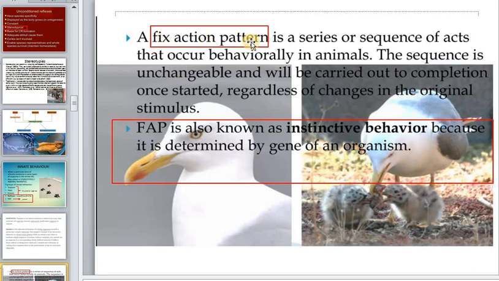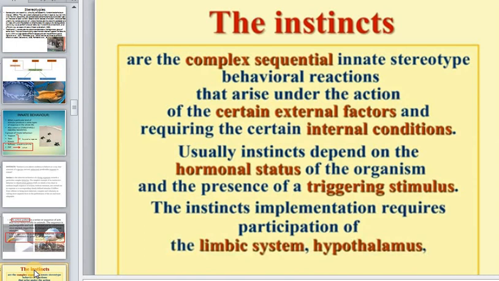And here we see the fixed action pattern is a series or sequence of acts that occur behaviorally in animals. The series is unchangeable and will be carried out to completion once started, regardless of change in the original stimulus. It's also known as instinctive behavior because it's determined by the genes of the organism, so genetically determined. And here we see instincts as complex, innate, stereotypical behavioral reactions that arise under the action of certain external factors and certain internal conditions. Sometimes it depends on hormones. Usually instincts depend on the hormonal status of the organism and the presence of the triggering stimulus.